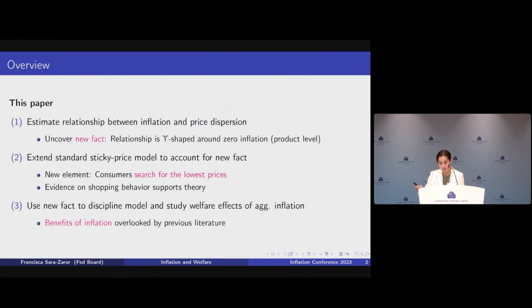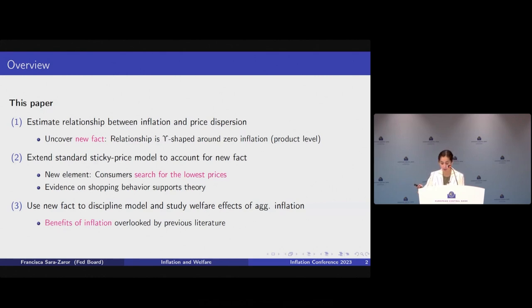What I will do in this paper is first to try to estimate the relationship between price dispersion and inflation. For several reasons that I will talk about later, I will focus on product level relationships instead of aggregate level relationships. And I am going to uncover a new fact: the relationship between product level price dispersion and inflation has a V shape around zero. What do I mean by this? Well, around zero product level inflation, price dispersion is going to jump, and then this relationship will become flatter as absolute inflation increases.